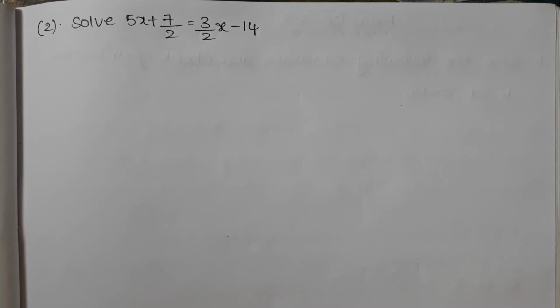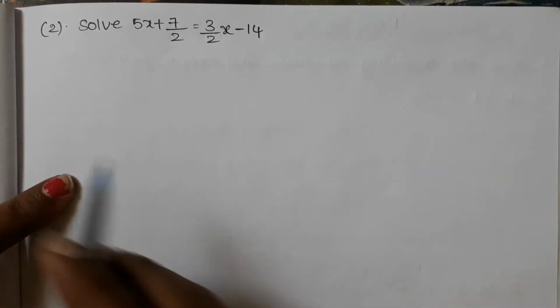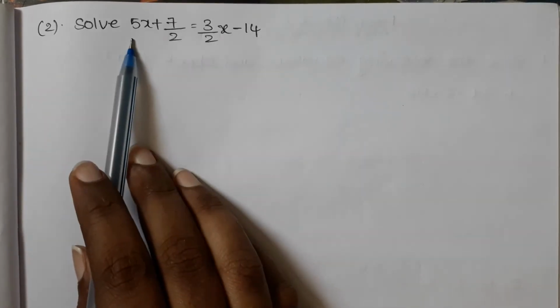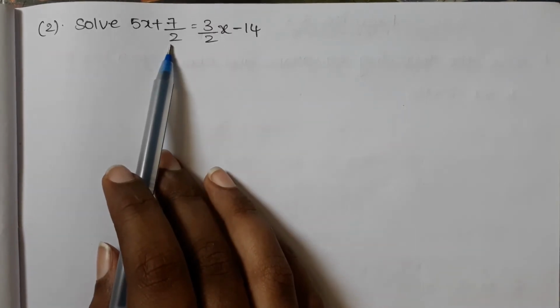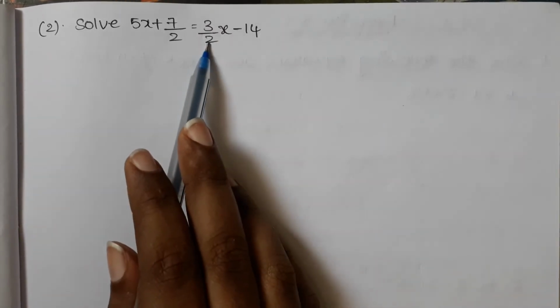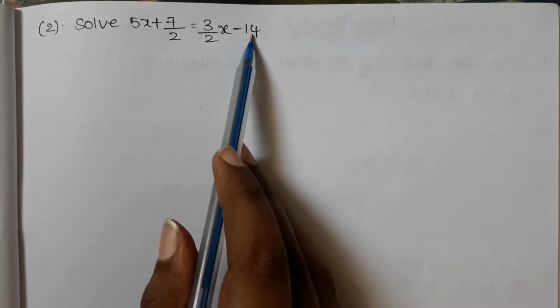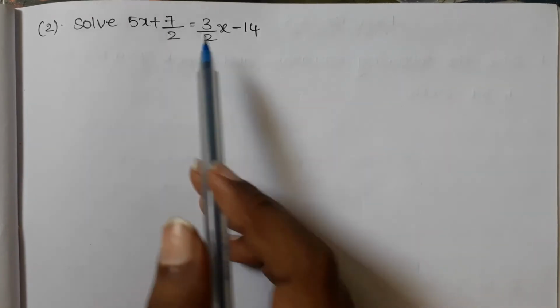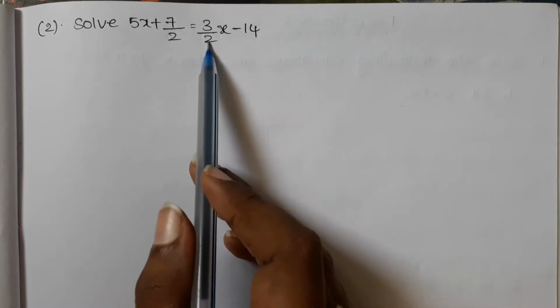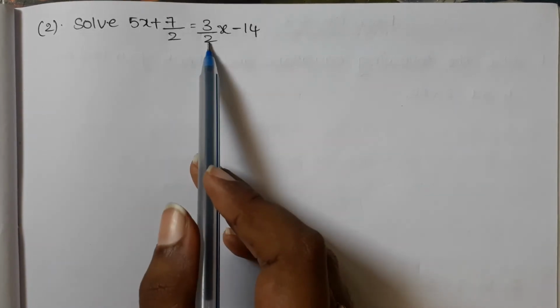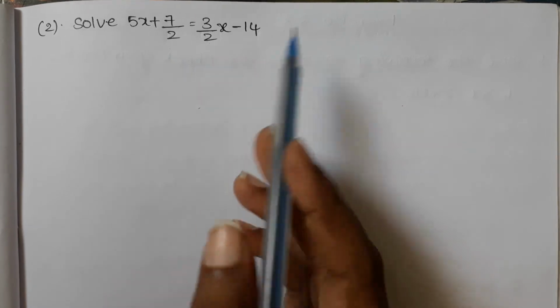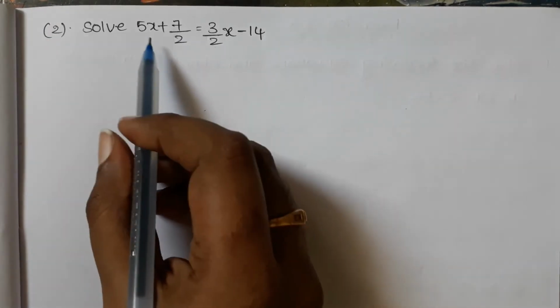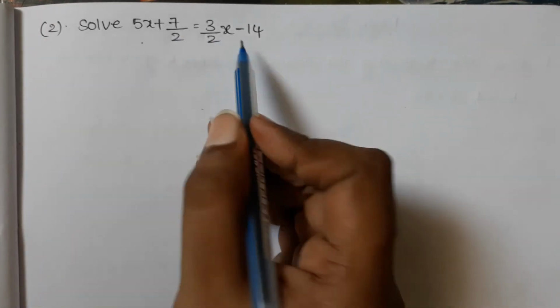Now let us see another example: solve 5x plus 7 by 2 equals 3 by 2 x minus 14. Here 7 by 2 and 3 by 2 are rational numbers, and now this 2 in the LHS and RHS should be removed. In order to remove that we should multiply both LHS and RHS by 2.